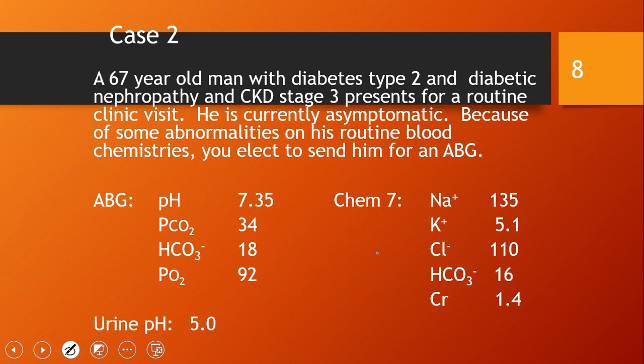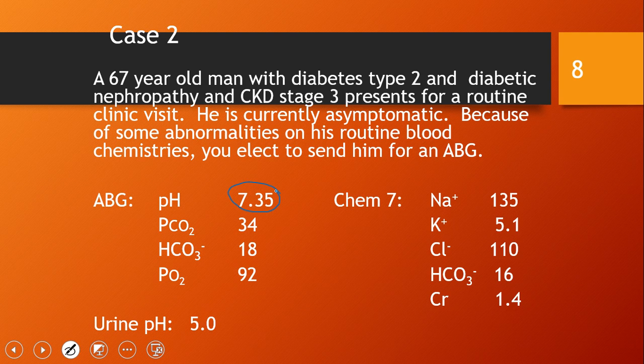Okay, next case here. 67-year-old man with type 2 diabetes, diabetic nephropathy, and chronic kidney disease, stage 3, presents for routine clinical visit. He is currently asymptomatic, but has some abnormalities on his routine blood chemistries. You elect to send him for an arterial blood gas. So let's see what he's got here. First of all, that's the lower limit of acidic, so he's probably acidic.